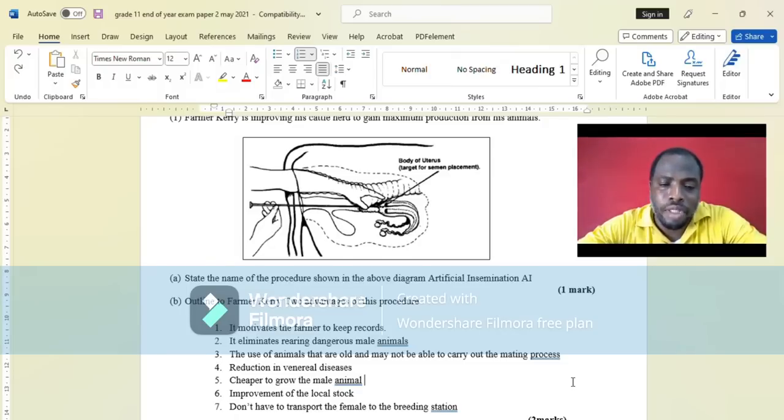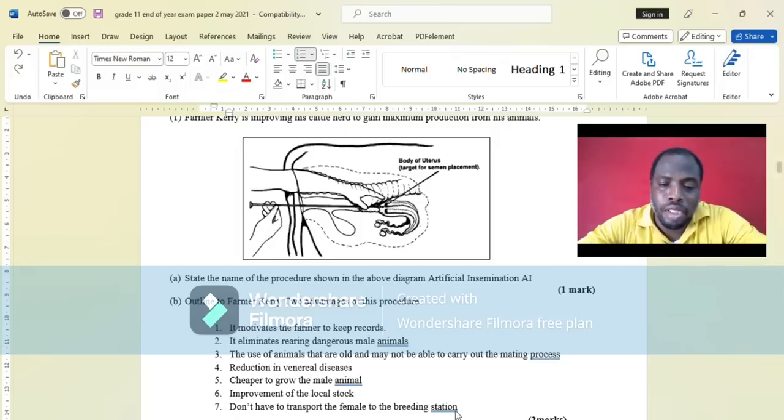If you have an animal that is in a different location, you can also obtain that sperm. You have your scrub animal. In Jamaica, you may have scrub animals, and in different parts of the Caribbean, scrub animals. And so we can use the sperm from an animal of a different location, and that would improve the stock of the local farmer, the animal that he would have had on his farm.